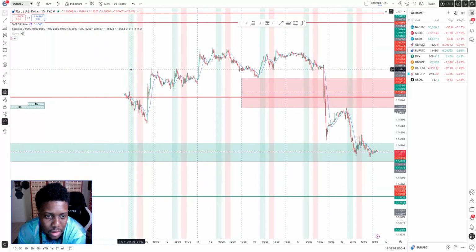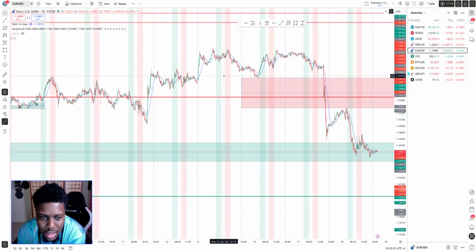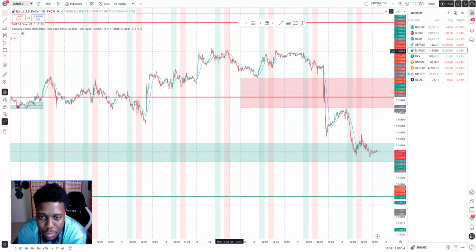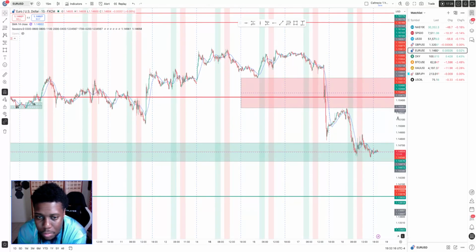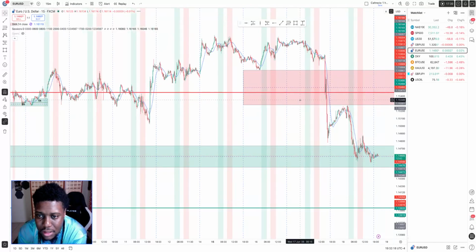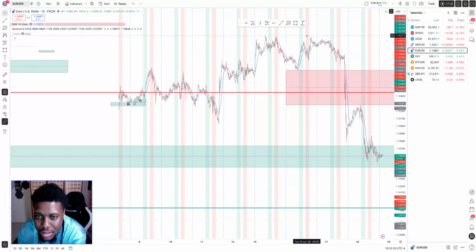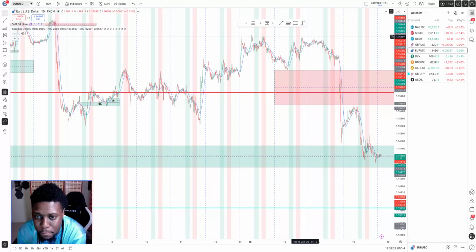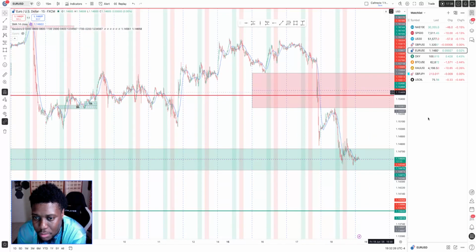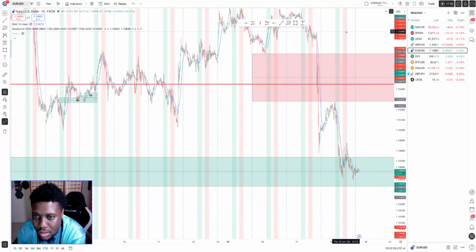However, on a 15-minute time frame, we broke below this low here. I would have preferred to see it break below this low and then come back up. But for me, this is still sloppy price action. Yeah, it's still sloppy to me on the lower time frame.